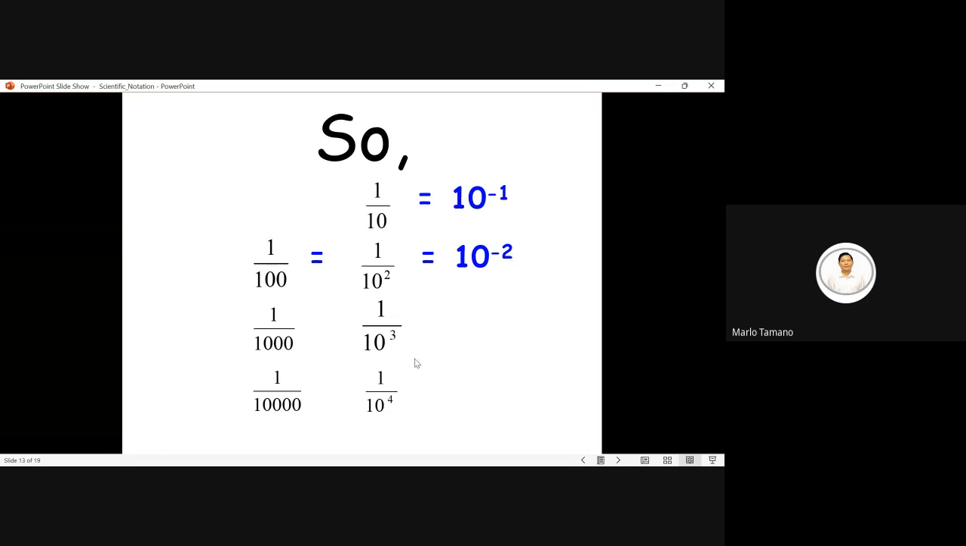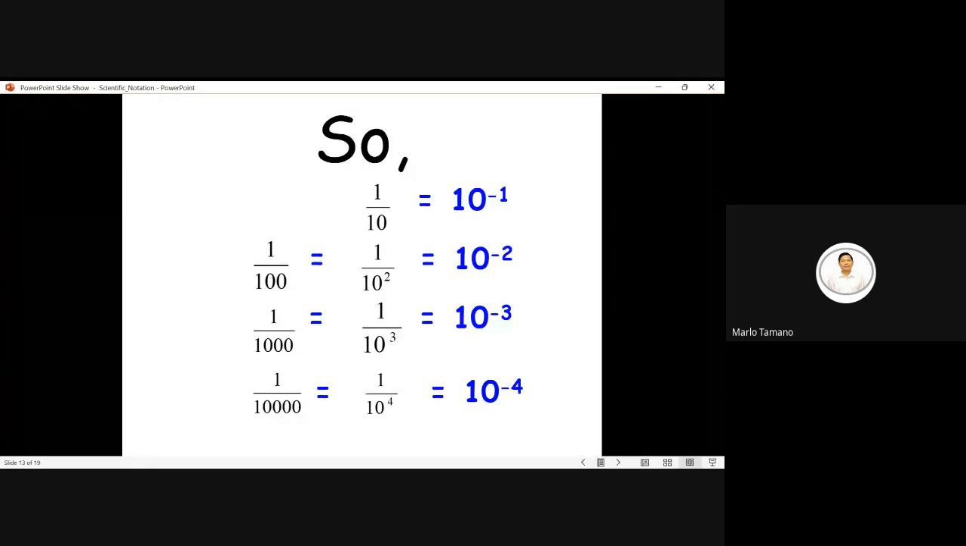Next is 1 over 1,000, that is equal to 1 over 10 cubed. In exponential form, that is 10 to the negative 3. Next, we have 1 over 10,000, and that is equal to 1 over 10 to the 4th, and that is equal to 10 to the negative 4. From fraction, then the combination of fraction and exponent in the denominator, then the exponential form.